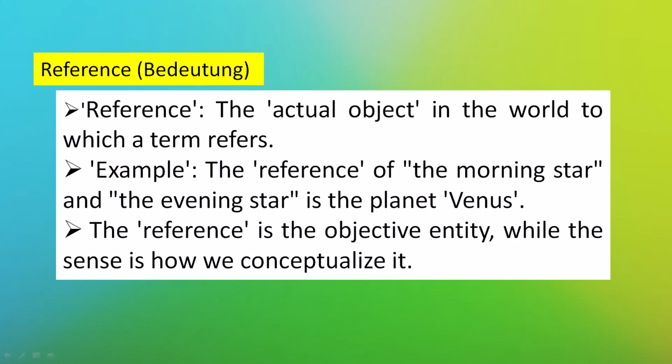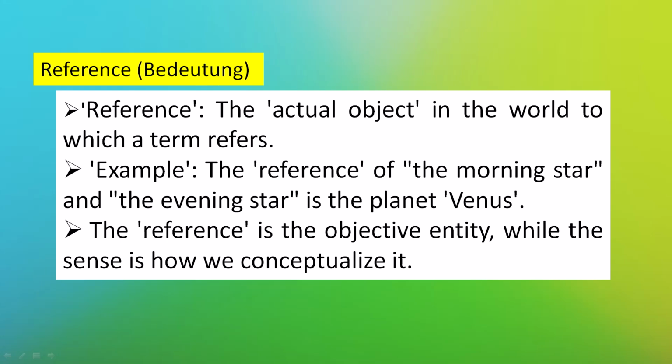Now let's see the meaning of reference used by Frege. The reference of a term is the actual object in the world to which the term refers. It is the real world entity that a name, description or term stands for. For example, the reference of the name Venus is the actual planet Venus. Clear?